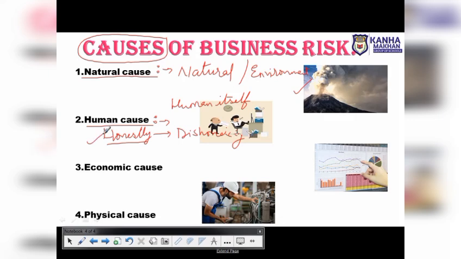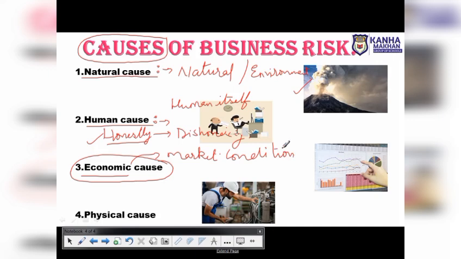Moving towards the third one, that is economic cause. Economic cause basically means the reasons related to your market condition. Suppose the demand of the customer changes, the preference of the customer changes, the government policies change. All these things have an influence on your business also. So these affect the economic condition, and due to this, it can be categorized in your economic cause.